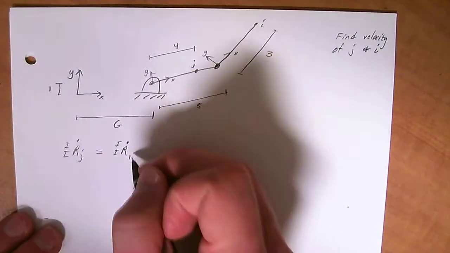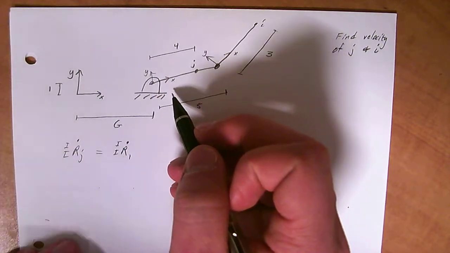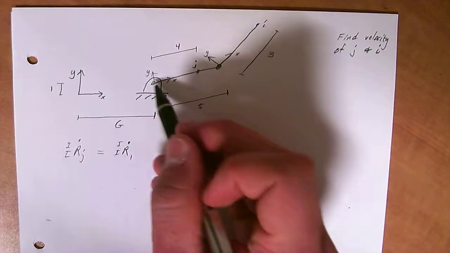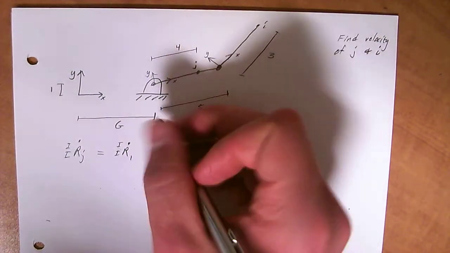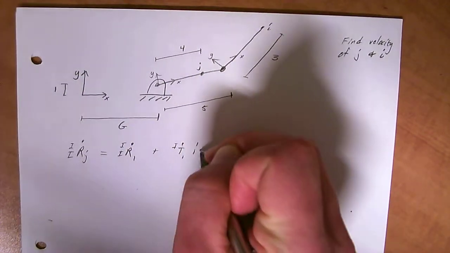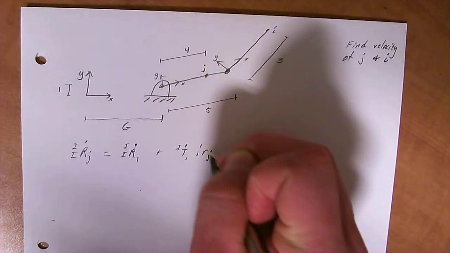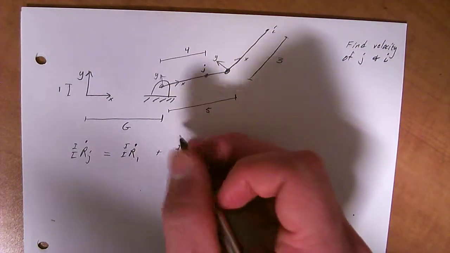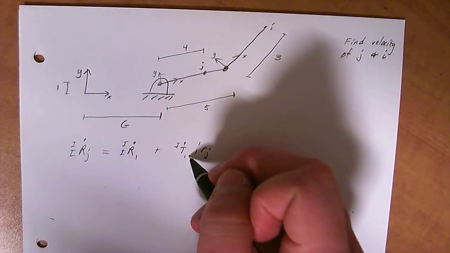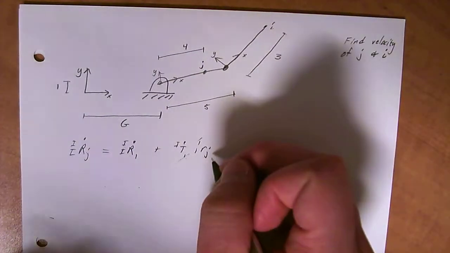Because this is equal to I R1 dot, so the rotational rate of 1 with respect to I, so basically this point here, or this axis, plus I t dot 1, 1, r, j. So the translational vector from 1 to j with respect to 1, and then the transformation from 1 to I. I know that's a little bit backwards, but this is basically so these ones can cancel and you can get IRJ. Okay.